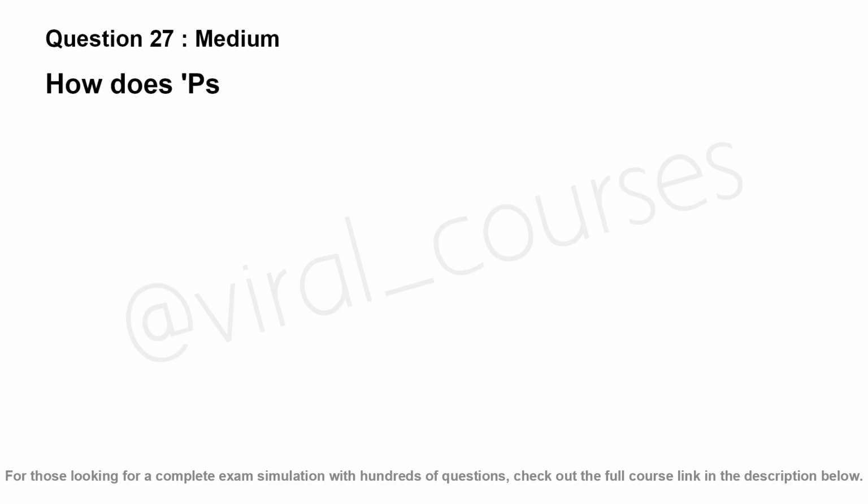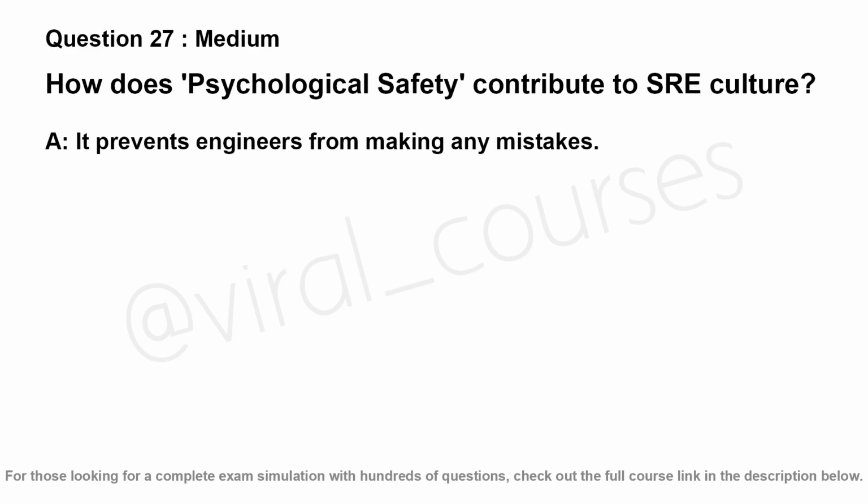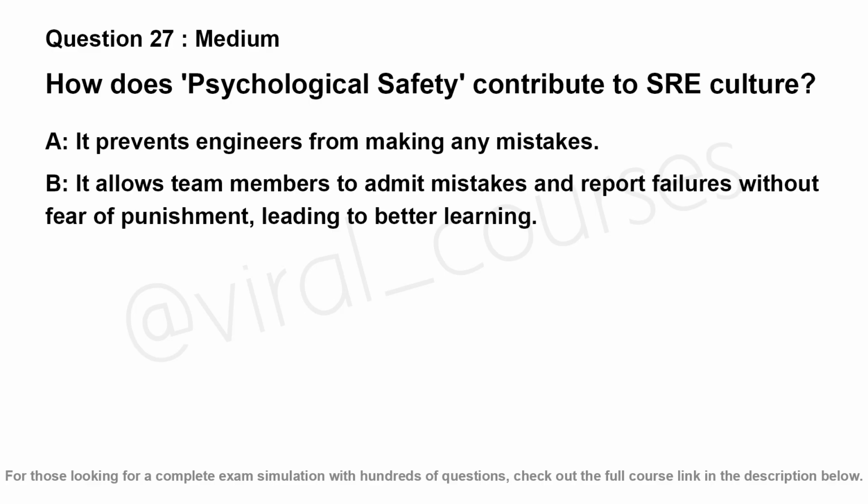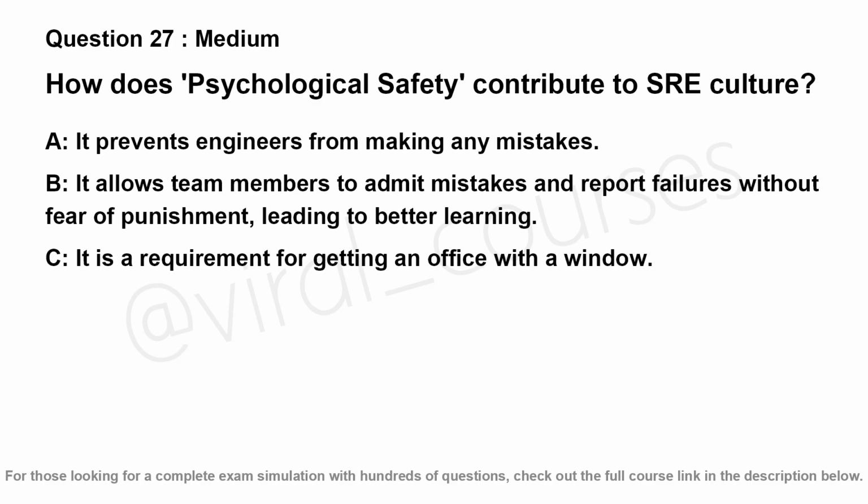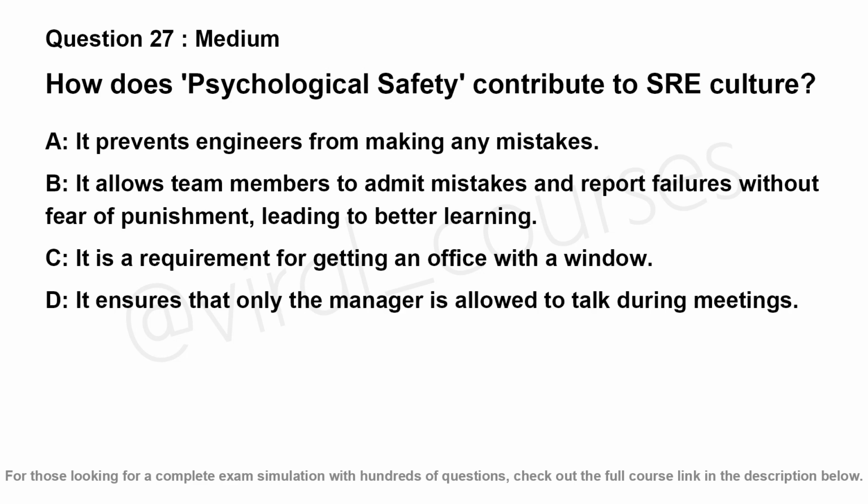How does psychological safety contribute to SRE culture? Option A. It prevents engineers from making any mistakes. Option B. It allows team members to admit mistakes and report failures without fear of punishment, leading to better learning. Option C. It is a requirement for getting an office with a window. Option D. It ensures that only the manager is allowed to talk during meetings.